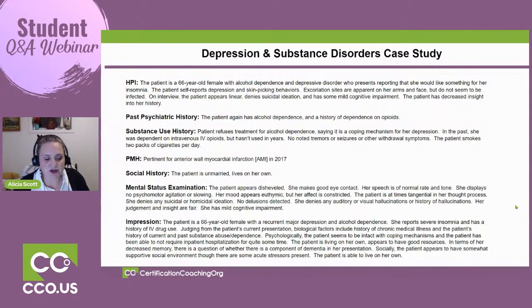In terms of her decreased memory, there is a question of whether there is a component of dementia in her presentation. She's 66 years old after all, which really isn't that old, but it sounds like she's had other issues. There's certain things that age you, right? Socially, the patient appears to have somewhat supportive social environment, though there are some acute stressors present. The patient is able to live on her own.